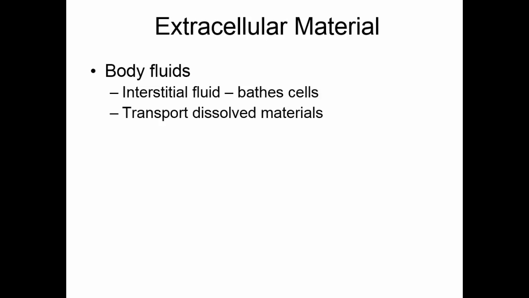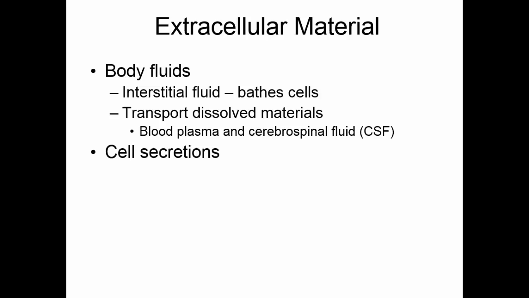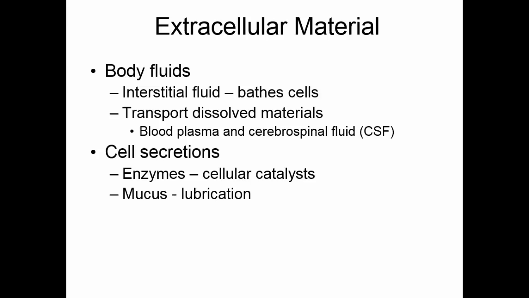Because our body fluids are primarily water, and water dissolves almost everything, body fluids are a way to transport dissolved materials over the cells. Blood plasma and cerebrospinal fluid are a couple of examples of body fluids. Cells also secrete various things. Enzymes, which are cellular catalysts, may be secreted into the body fluids. And mucus is manufactured by some cells to help lubricate the surface of the cell.